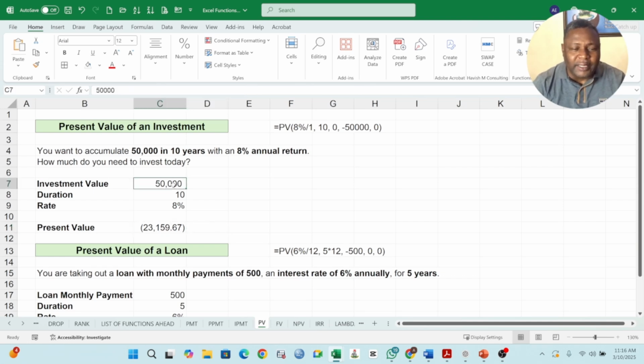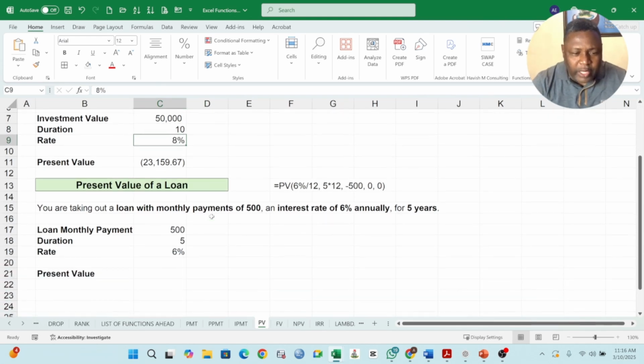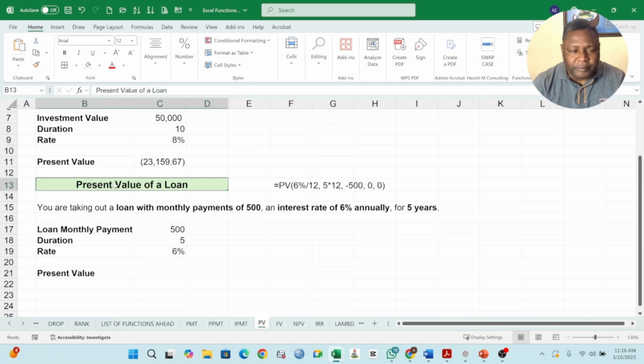to be able to get this value in 10 years at this discount rate. Okay, so now let's look at another example. You are taking out a loan with a monthly payment of 500, maybe dollars or whatever currency you are using, and the interest is 6% annually for 5 years.